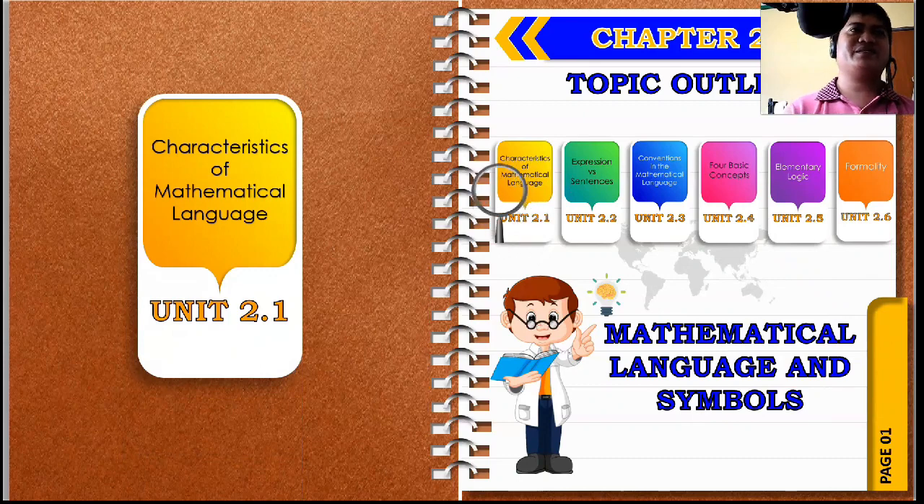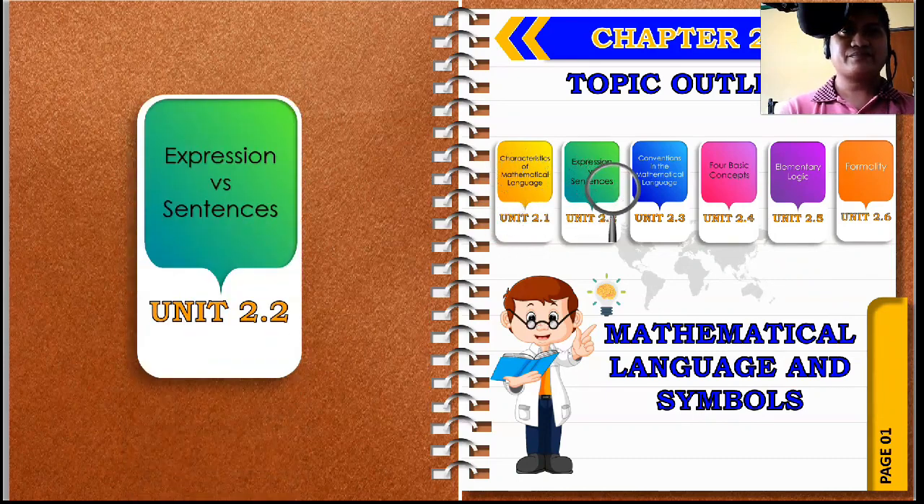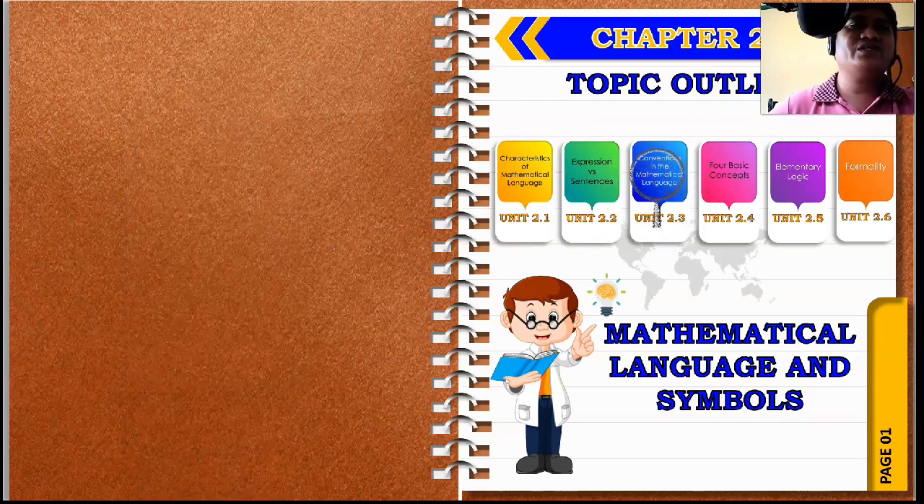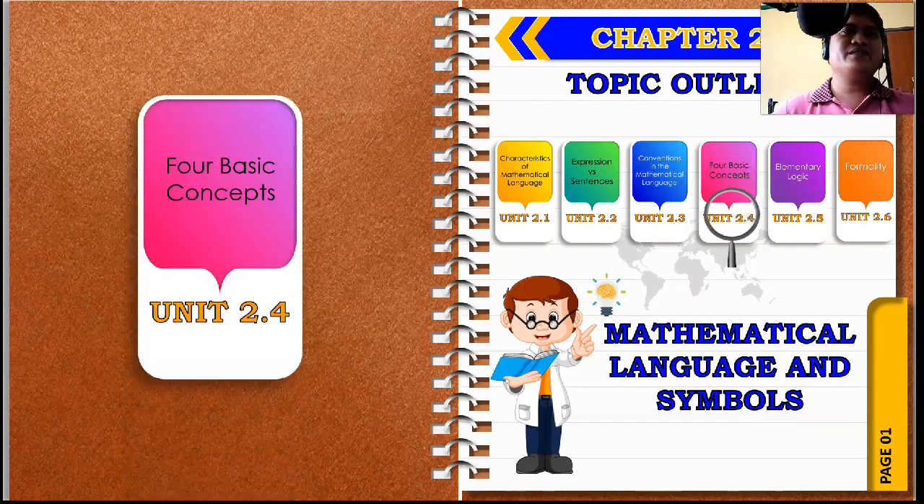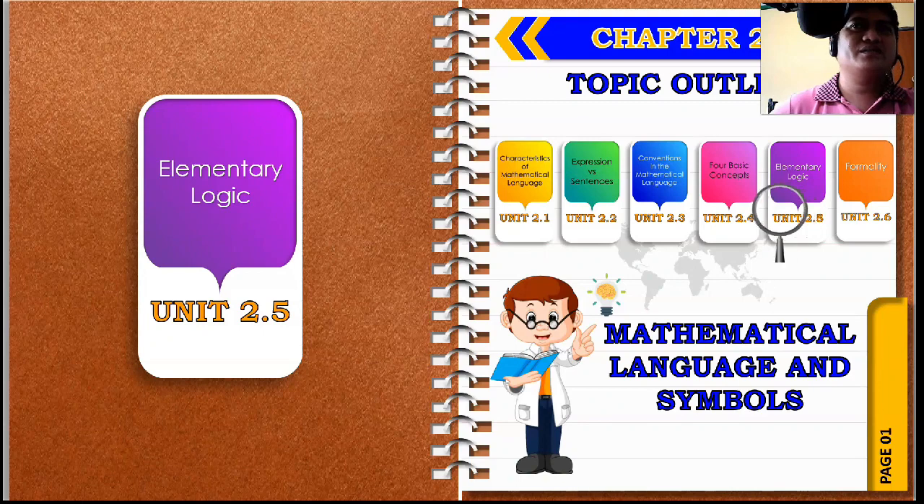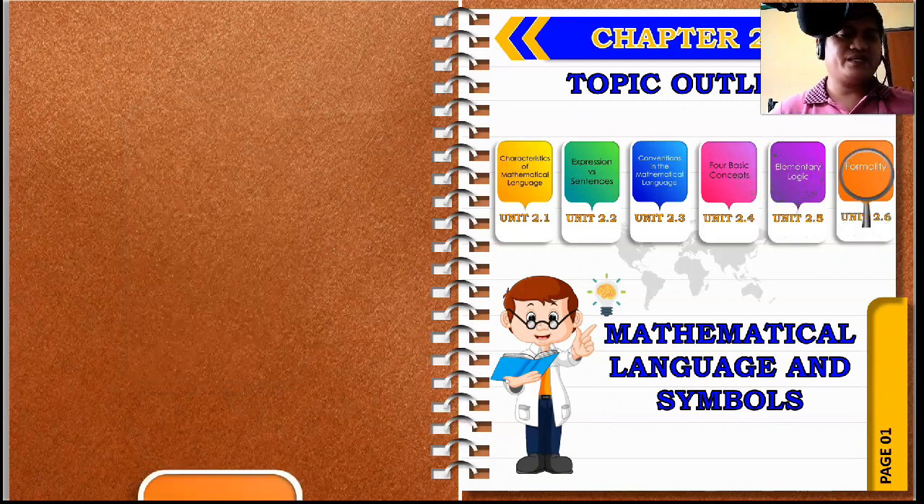First is the characteristics of mathematical language, expressions versus sentences. Then we have the conventions in mathematical language, the four basic concepts, as I said earlier, elementary logic, and formality.